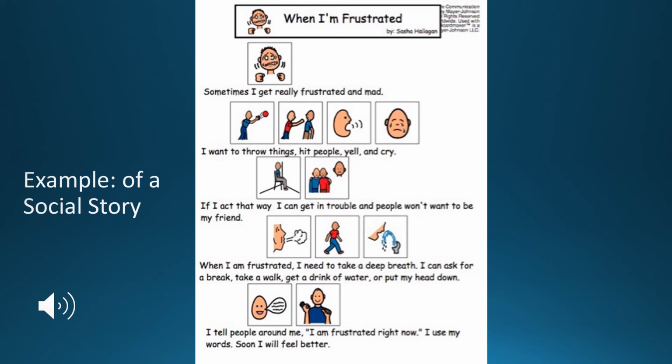Take a moment to read this over. This is an example of a social story. This social story is simple and has visual cues. It shows the behavior, it shows what not to do, and then shows what to do instead that in the end will help the student feel better.